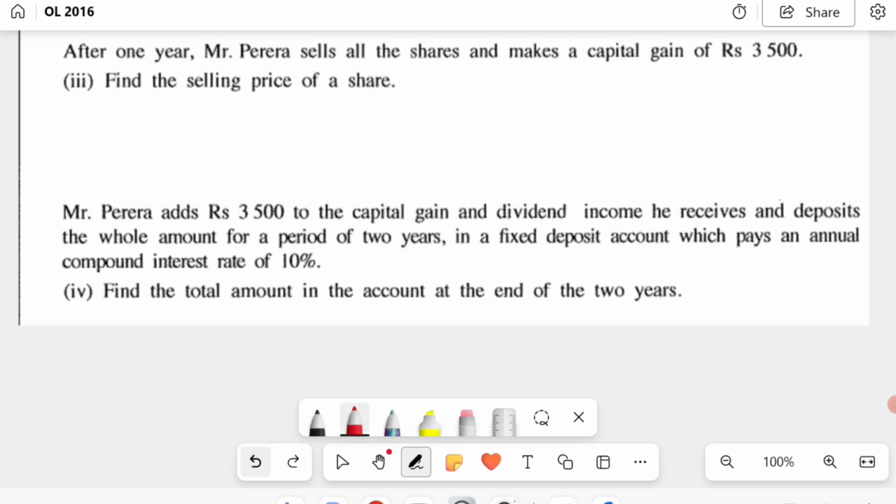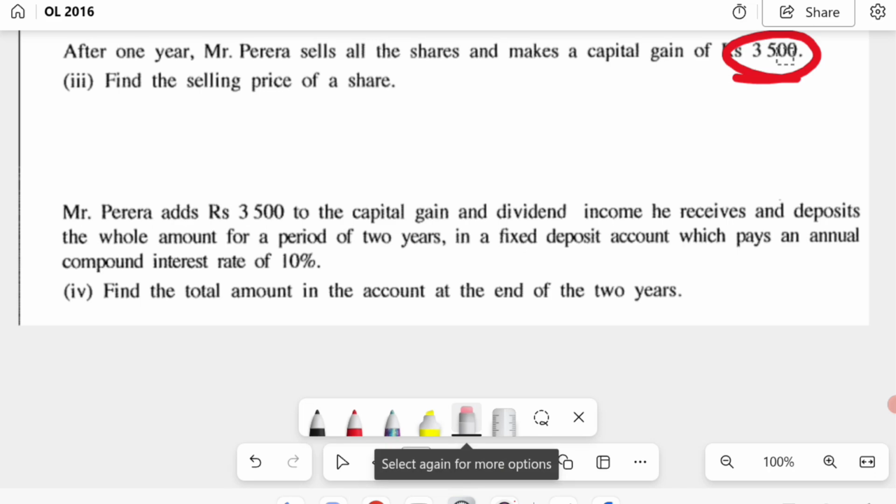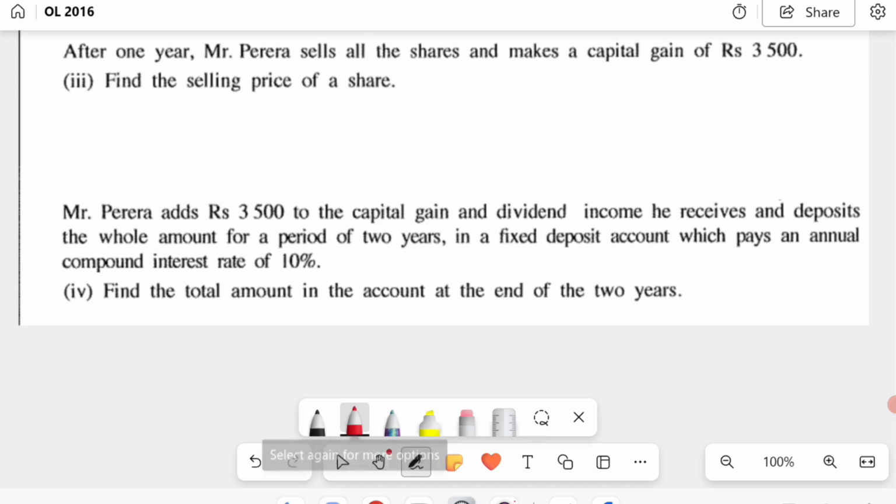Buying price is 40,000. Then the total selling price should be 43,500, because we have to get a value 3,500 greater than 40,000 as the selling price, because there is a capital gain. Then we can find the selling price of a share.